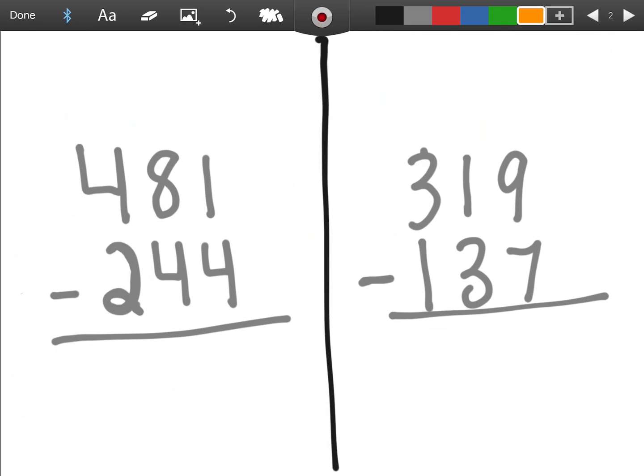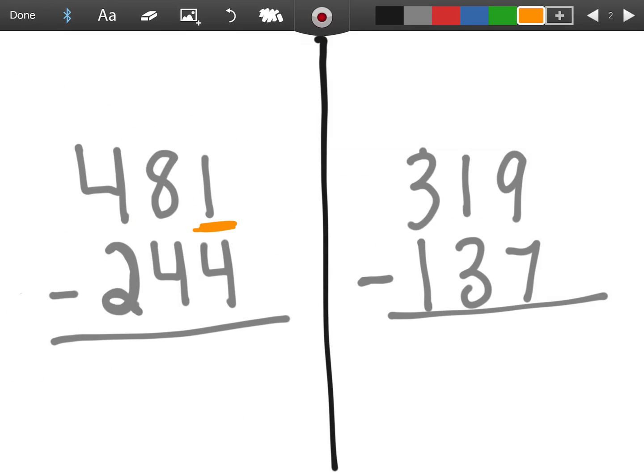So we have 481 minus 244. What we're going to do first is look at that ones place and see if we have enough on top. We do not, so what do we have to do? We got to go next door, borrow 10 more, and then we are able to subtract.